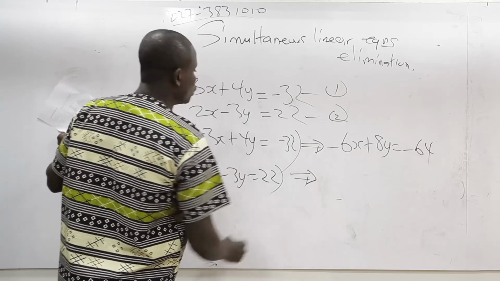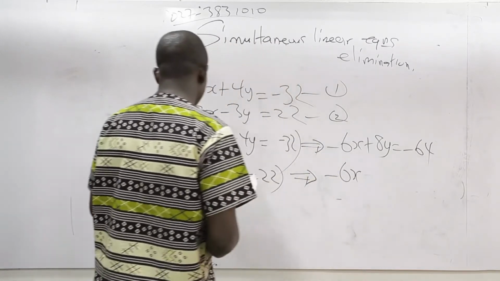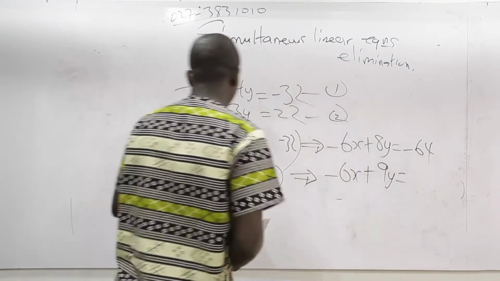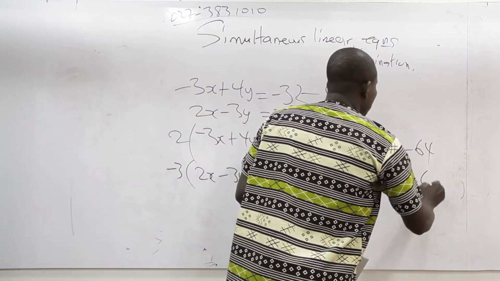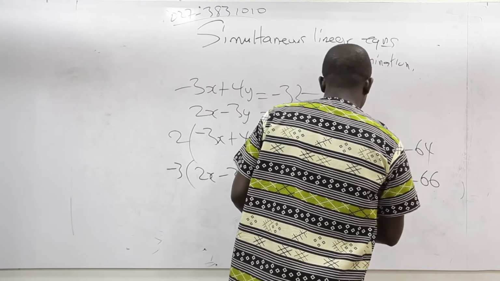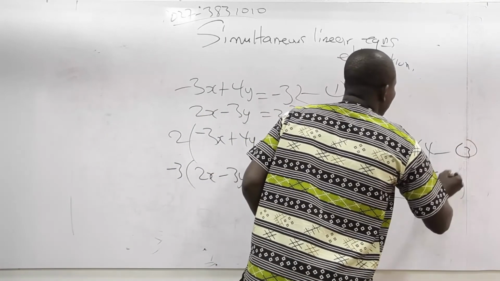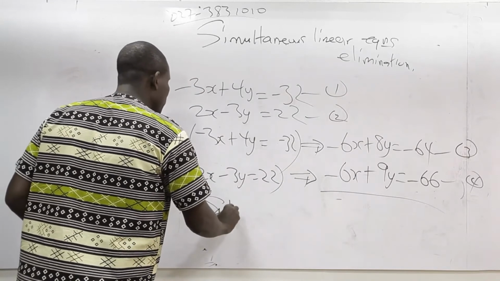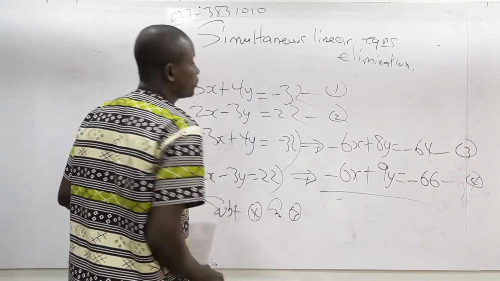Then let's multiply here also, negative 3 into bracket 2x minus 3y is equal to 22. What will this one do? Here also we have negative 6x plus 9y is equal to negative 66. Now, this is equation 3, equation 4. So we subtract equation 4 from 3.